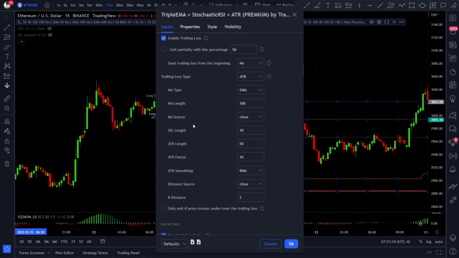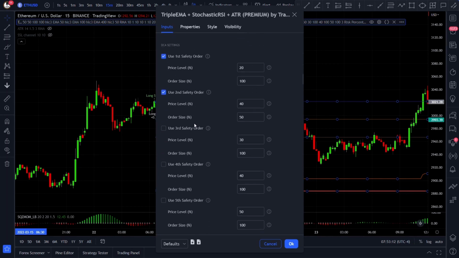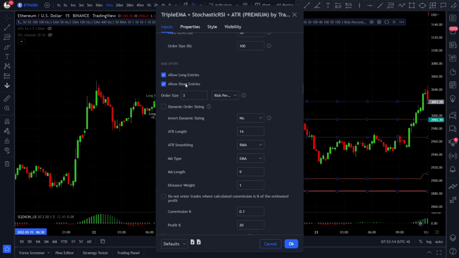With that said, we covered this section and we can move to the next one, which is the base setup. In this section, you can set up everything connected to positions and order sizing. On the top, you can choose what positions you want to allow. If you only tick the allow long entries, then only long positions will be taken. The same goes for short. If you tick both, then both long and short positions will be taken.